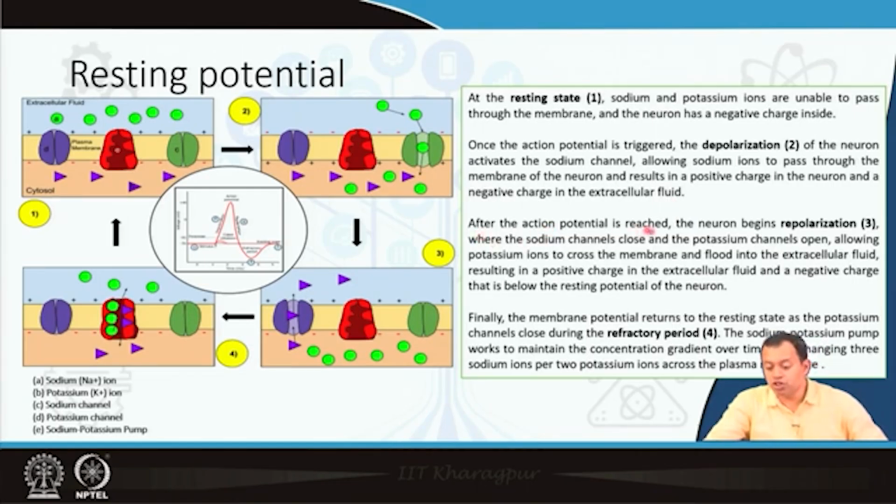After the action potential is reached, the neuron begins repolarization, where the sodium channel closes and the potassium channel opens, allowing potassium ions to cross the membrane and flood into the extracellular fluid, resulting in positive charge again back into the extracellular fluid and negative charge into the neuron. Finally, the membrane potential returns to the resting state as the potassium channel closes and the sodium potassium pump works to maintain the concentration gradient.